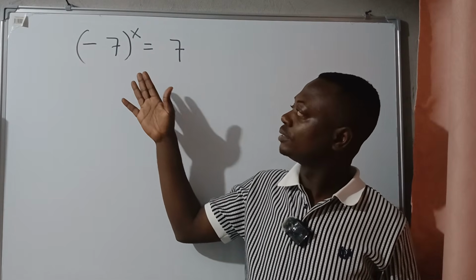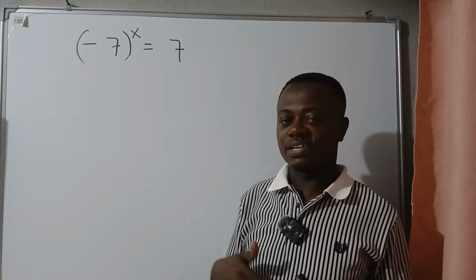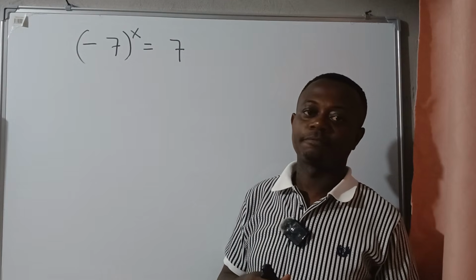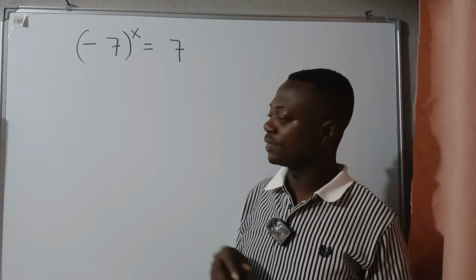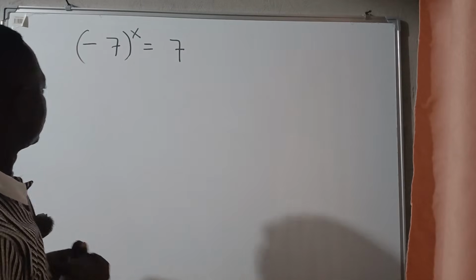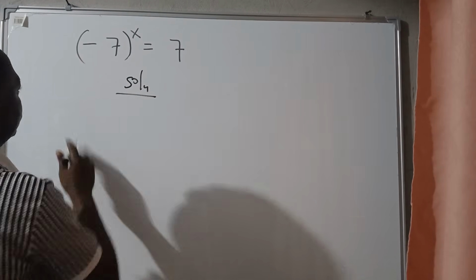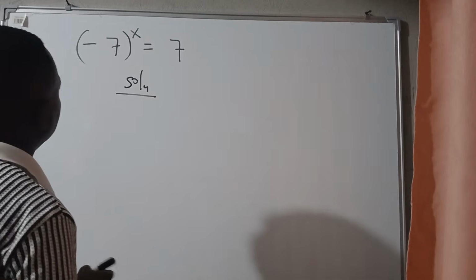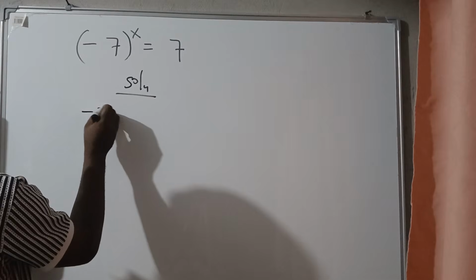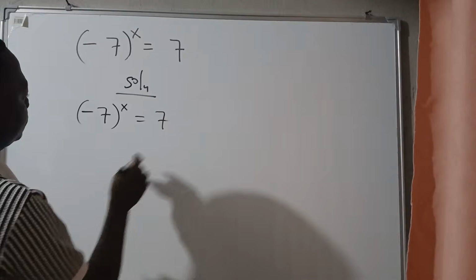If you try to take log on both sides, we know taking log of a negative number wouldn't be possible here. So let's try if we can get rid of the negative number here. Okay, so we are given (-7)^x = 7.